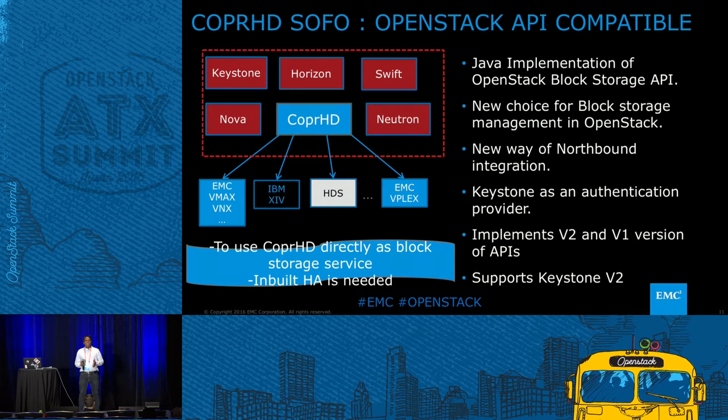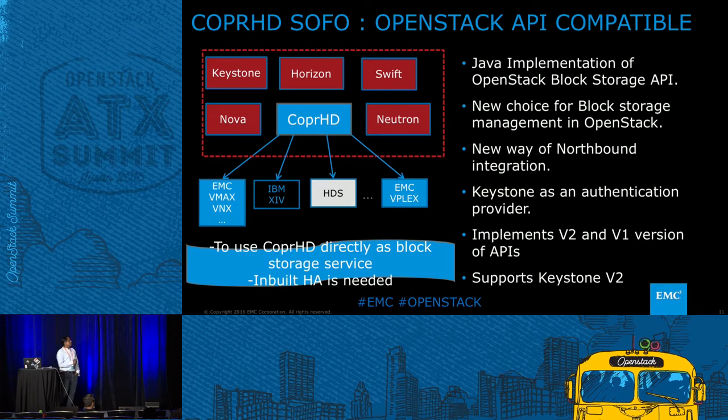When I say new choice, if you're looking for a similar kind of solution which Cinder has, you could use Copperhead there. So you just keep the Cinder aside, and use the Copperhead itself as a Cinder. Yeah, and we have implemented support for the Cinder API version V1 and V2, and we have a very close, tight integration with the Keystone. That's, again, to leverage all of the authorization and authentication features which come with the Keystone. And we are supporting the V2 version of the Keystone, right?